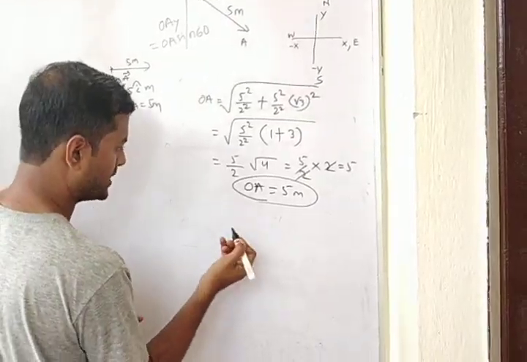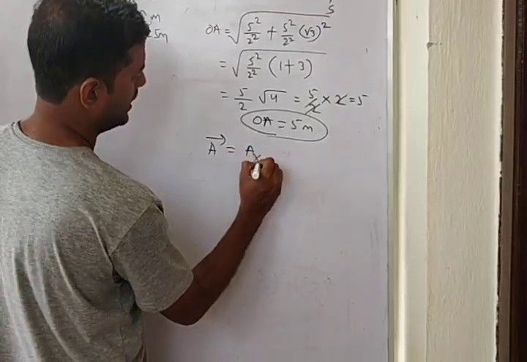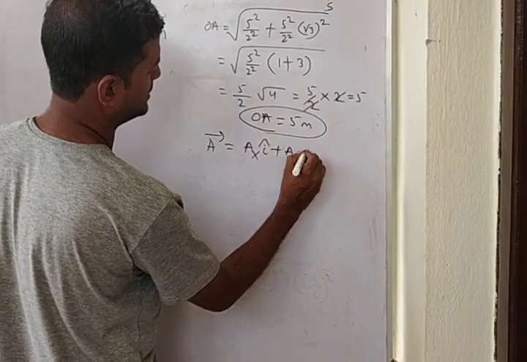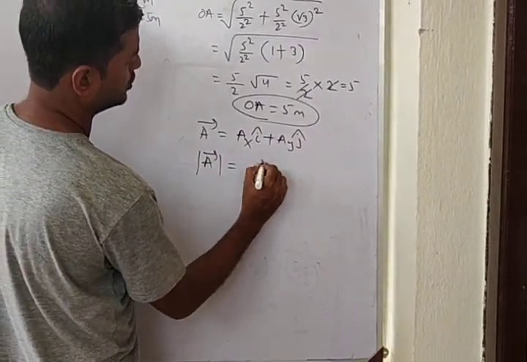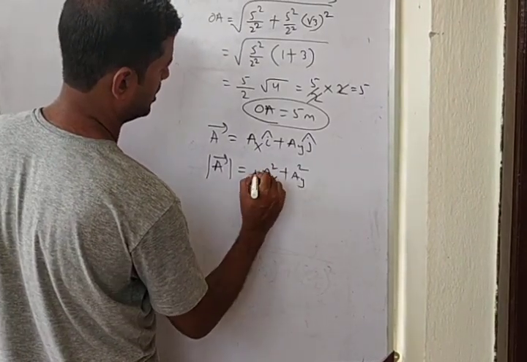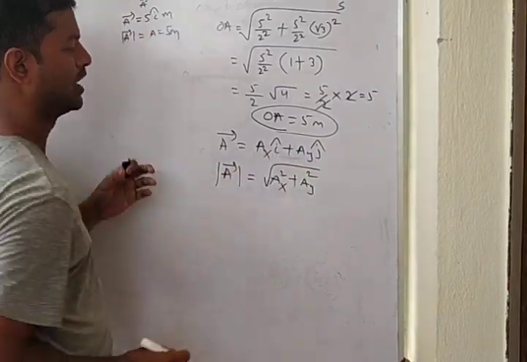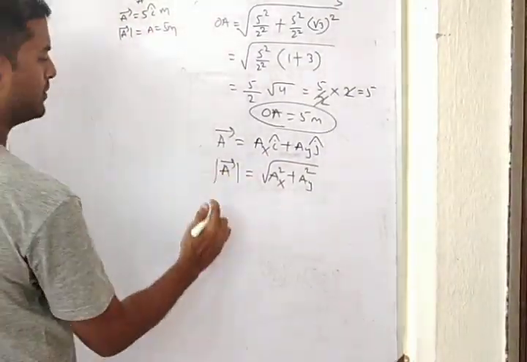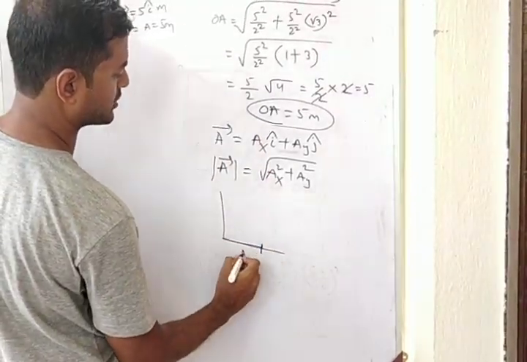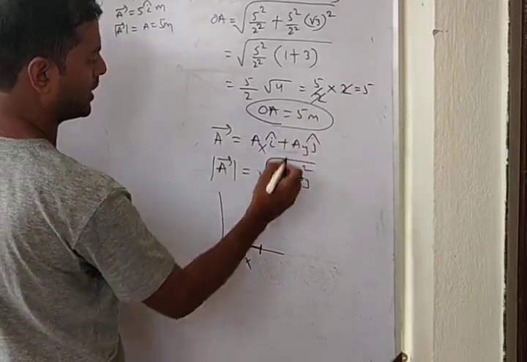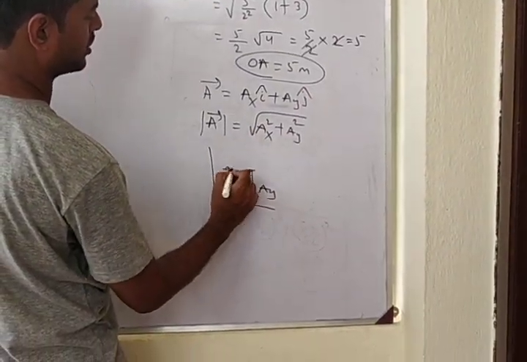So basically, if I am representing a vector like this, A vector equal to AX i cap plus AY j cap, then the magnitude of vector A will be the square root of AX square plus AY square, directly. Even if it is minus, I am not making it clumsy, I am taking it plus. So now I am representing this vector: along positive x axis I have to go by a distance of AX, and along positive y axis by a distance of AY. So this is my A vector.